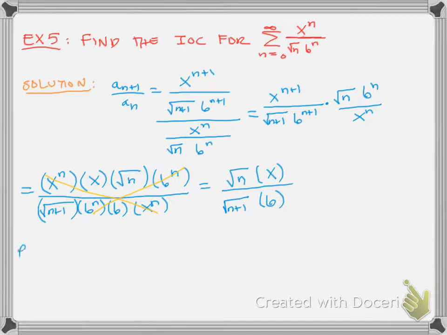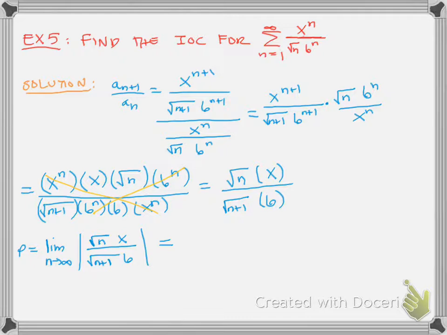And now we know that rho is equal to the limit as n goes to infinity of the absolute value of the square root of n times x over the square root of n plus 1 times 6. Remember when I talked in class about the absolute values, you do have to be careful here in regards to x, because your x could possibly be a negative number. But everything else we can take out because n is starting from, I really should have had that starting from 1. We can make that starting from 1.